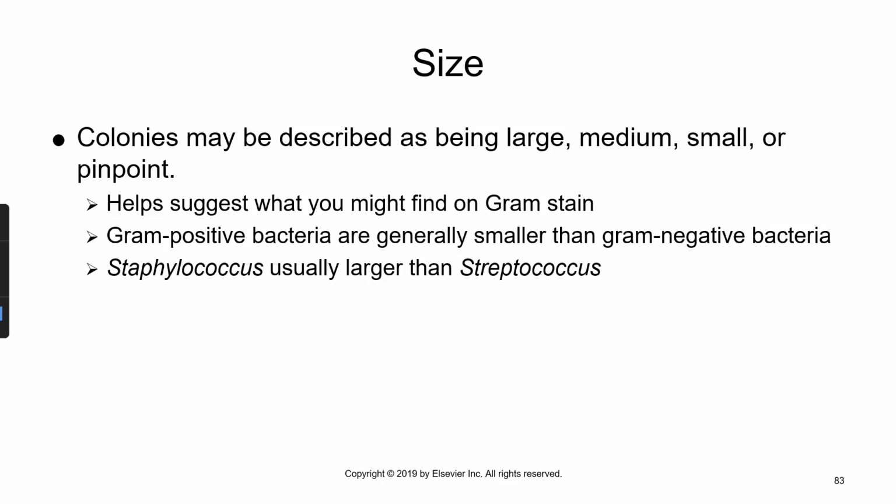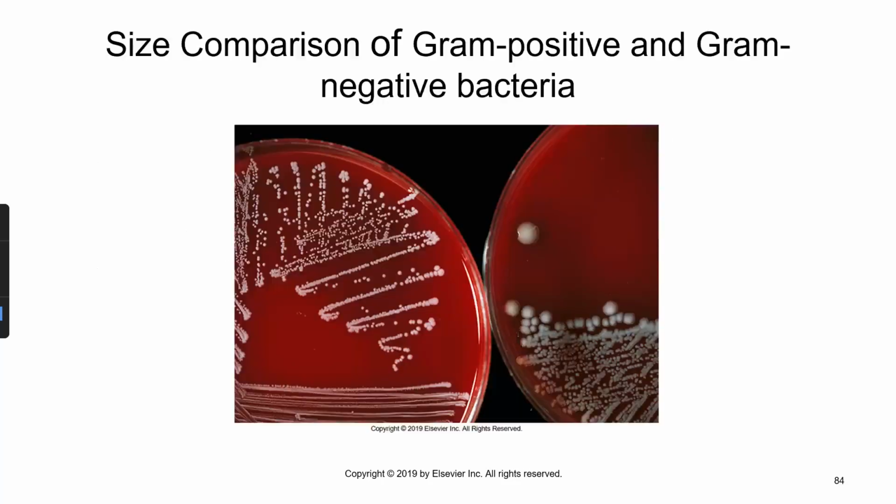It helps suggest what you might find on the gram stain. Gram-positive bacteria are generally smaller than gram-negative bacteria. Staphylococcus is usually larger than Streptococcus. Streptococcus is kind of tough to grow. It's a little bit tricky. You have to put it in 5% CO2, otherwise it's not usually happy. It is aerotolerant, and it's tough to grow large quantities of it.